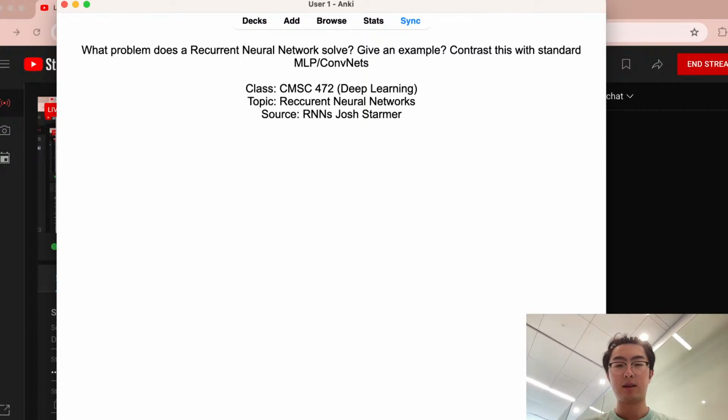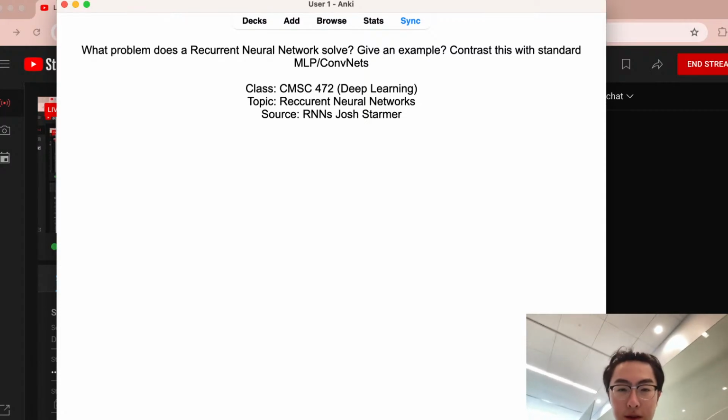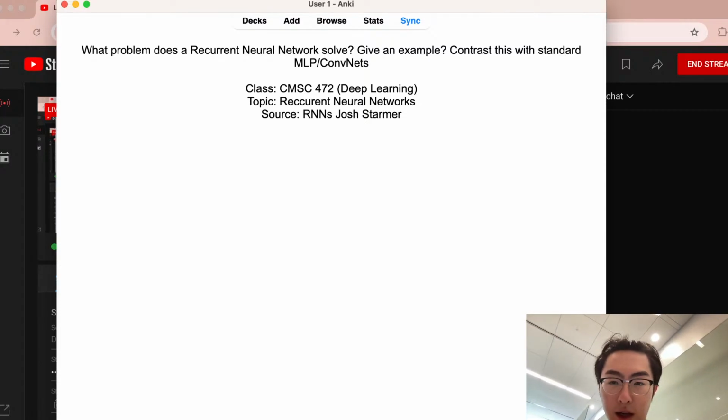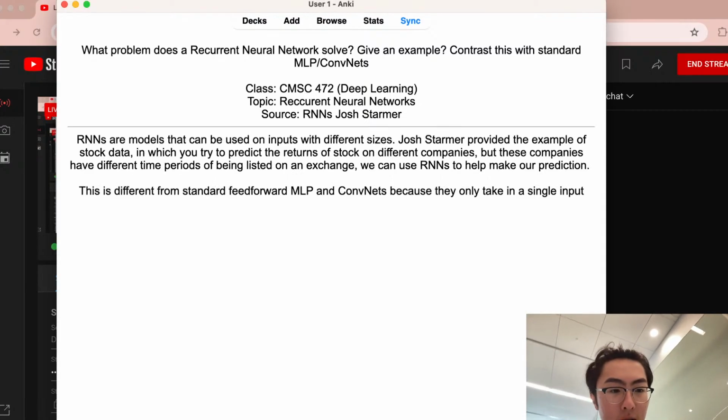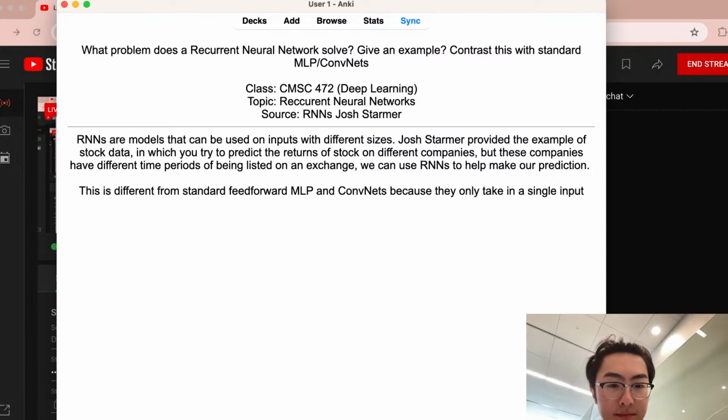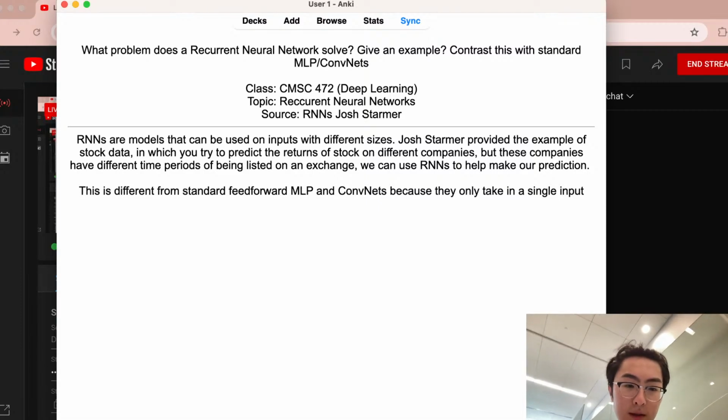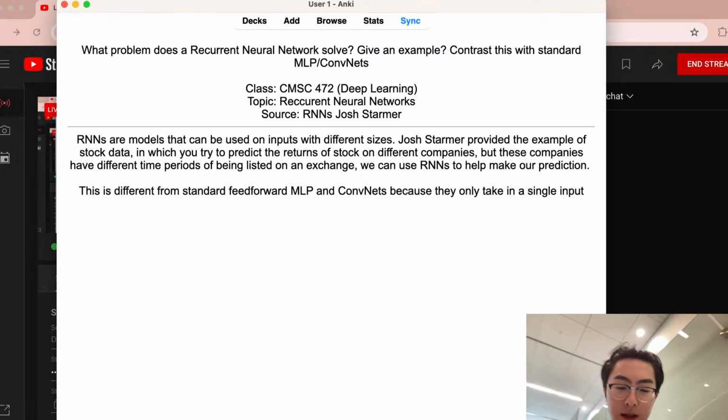And then contrasted with standard multi-layer perceptrons and convolutional neural networks, these neural networks have a fixed sized input. So you're going to have to pre-process your data in order to actually fit the number of input nodes or the actual input dimension of a convolutional neural network. Okay. Take in a single input.